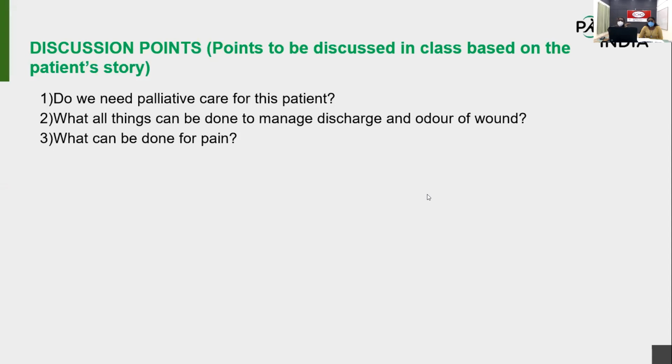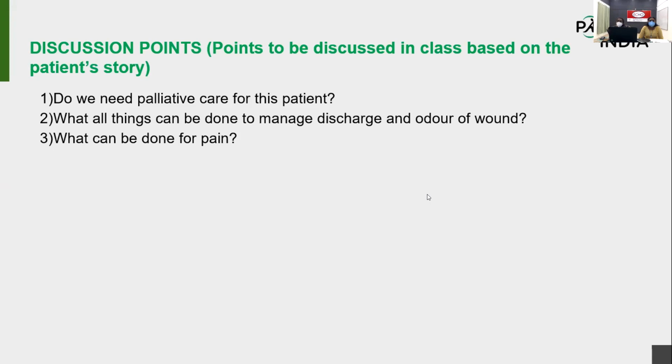So the management is, you can do the cleaning and dressings with normal saline. The second thing is metronidazole applications. Metronidazole is a good agent for controlling anaerobic bacterial infections. The drug of choice for controlling anaerobic bacterial infection is metronidazole. So you can apply metronidazole for that. Then you can apply charcoal dressings. Charcoal is a good agent for absorbing malodor.